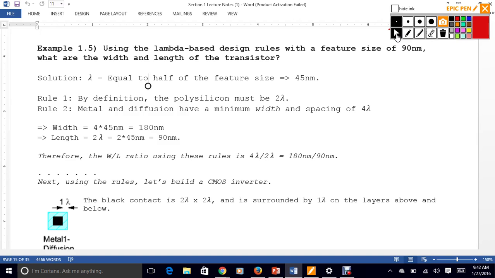Rule one, by definition, the polysilicon must be 2 lambda. Metal and diffusion have a minimum width and spacing of 4 lambda. Therefore, the width is 4 times 45 nanometers, which becomes 180 nanometers. And the length becomes 2 lambda by rule, which therefore becomes 90 nanometers. Therefore, your width-length ratio is 4 lambda by 2 lambda, or 180 nanometers by 90 nanometers. So that's how you're actually going to be designing your circuit.